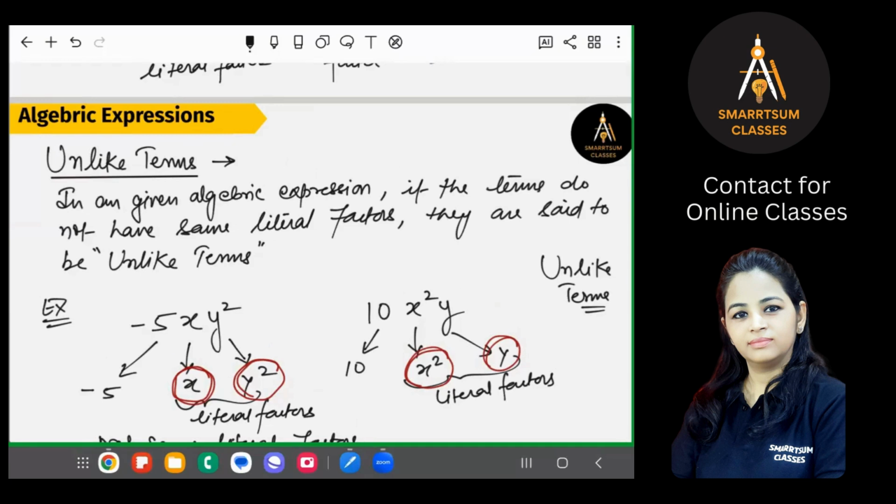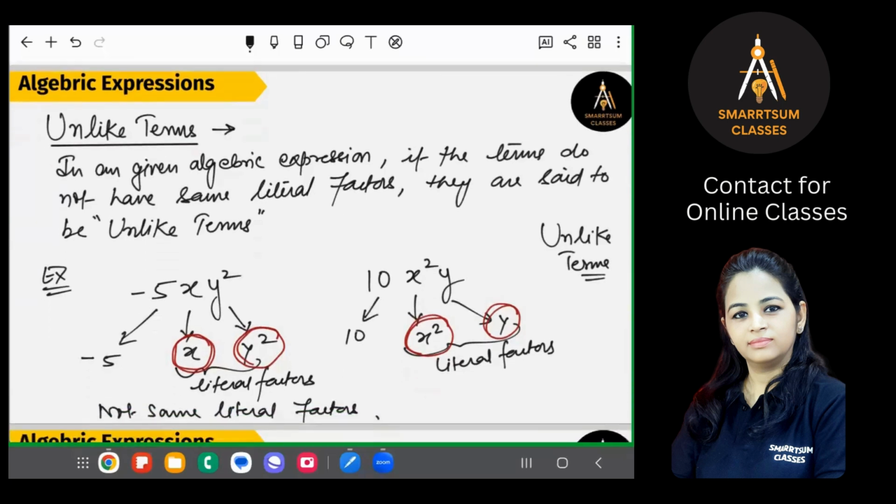Is that clear? Okay, it is exactly like what you are studying in fractions, right? Unlike fractions and like fractions. Fractions having same denominator are like fractions. Having different denominators are unlike fractions. So similarly, same literal factors, like algebraic terms. If they have different literal factors, then the algebraic terms are said to be unlike algebraic terms. I hope you're getting this. Yes or no?